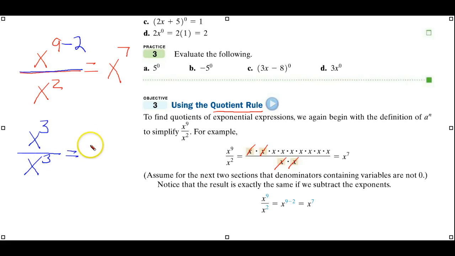We're going to bring this 3 up and get x to the 3rd minus 3. What is 3 minus 3? 0. And what did we say anything to the 0 power was? 1. Now, let's look at this originally here. We had said that anything, as long as it wasn't 0, divided by itself is 1. And we have just proved, using the quotient rule, that if we did this, we'd get x to the 0 power, and that equals 1. So this is the proof of what we did in objective 2.